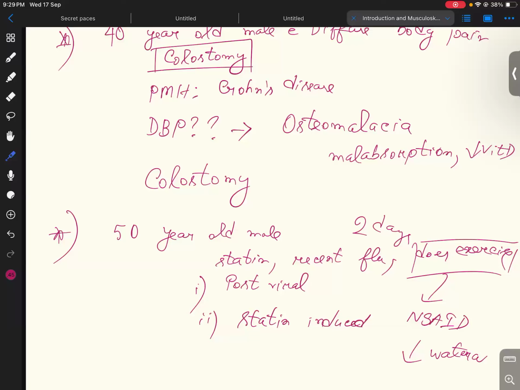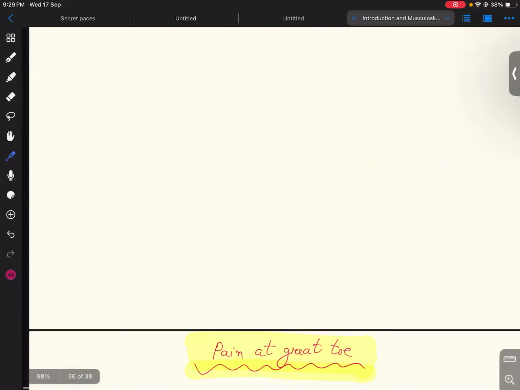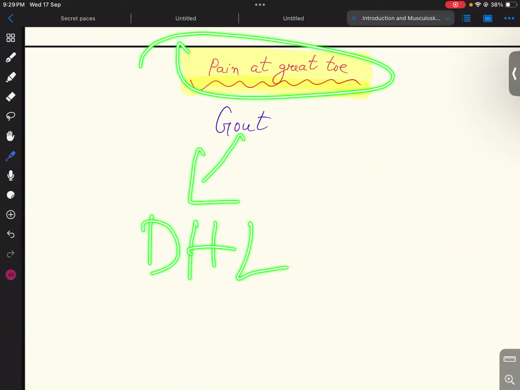So these are the cases under the diffuse body pain. And the last case was the pain in the great toe. It is very easy: whenever there is a pain in the great toe, this is due to gout. And in gout, I have already discussed the DHL plus psoriasis. I hope this is clear to everyone.